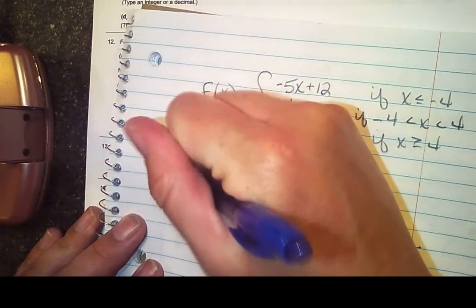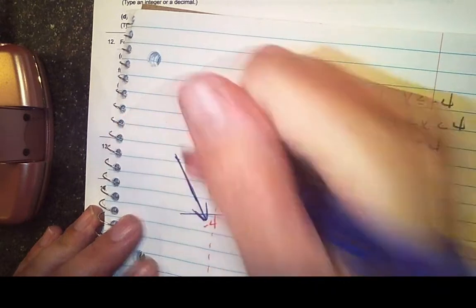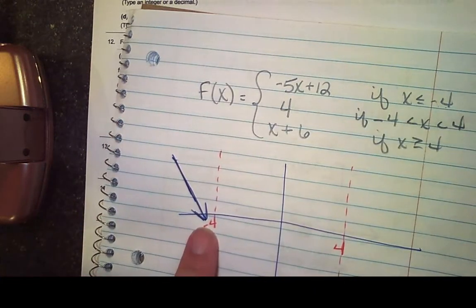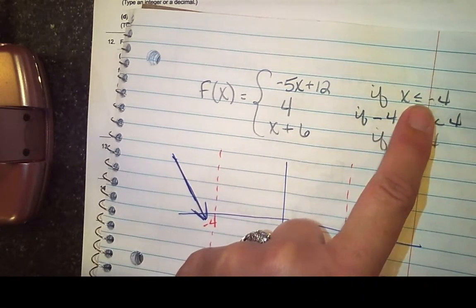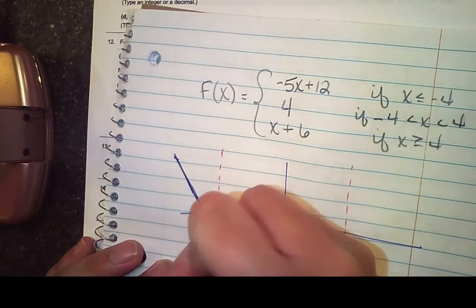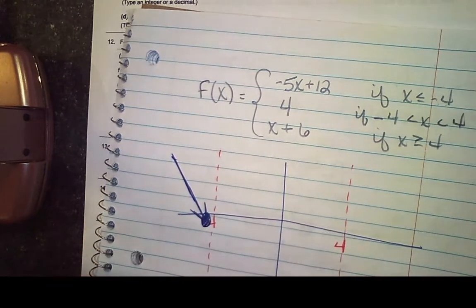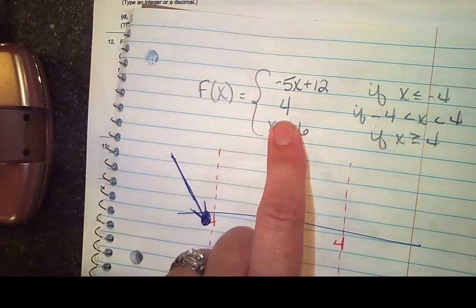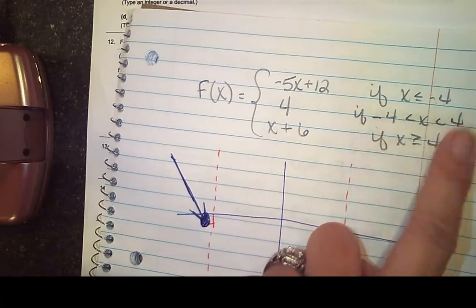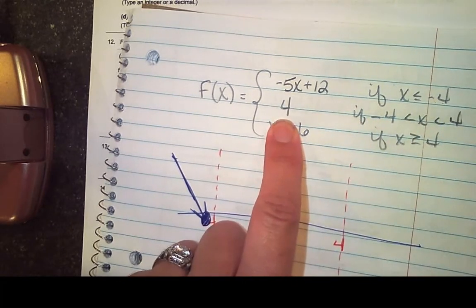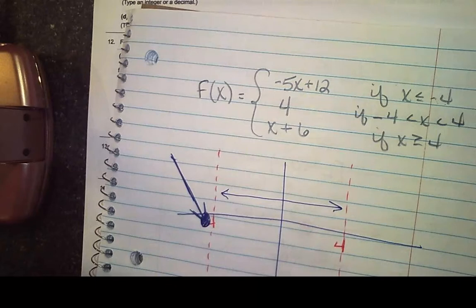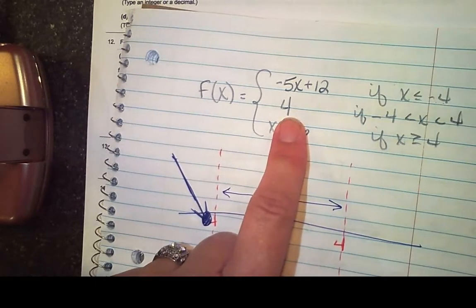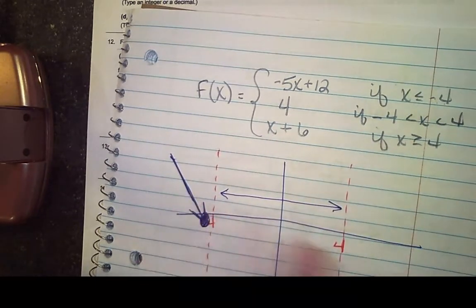So it's a line with a negative slope. I don't care about any points. I don't care about anything. But what happens when it hits the -4? It gets the -4, so it gets a filled in circle, okay? What do I look like between -4 and 4? Well, if y equals 4, that's a horizontal line that slices through the y-axis at 4, okay? So it looks like a 4 between -4 and 4.